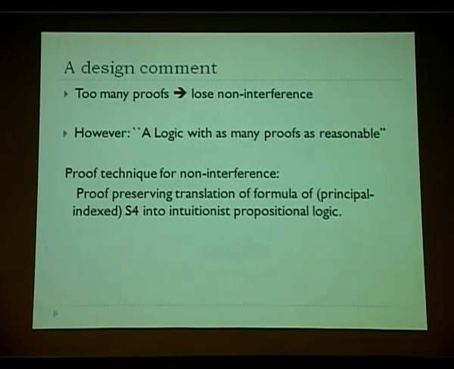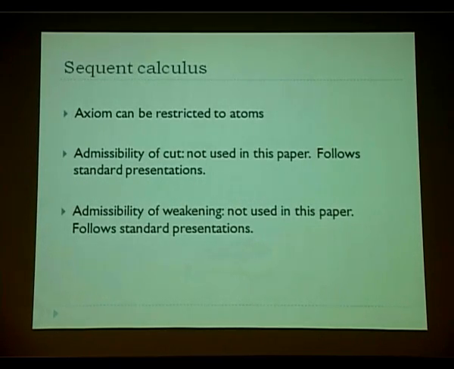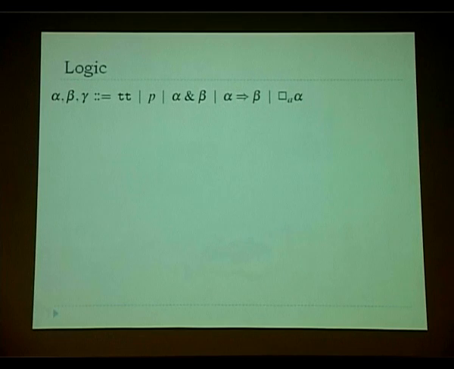So I want you to keep this in the back of your mind, because if you don't like some of the particular rules I use, you're welcome to drop them. You're not losing the theorem. That's the point I'm trying to make. So what I'm going to show you is a sequent calculus, like the one we saw in an earlier talk today. And it satisfies the usual properties. I can restrict my axiom down to atoms. I'm not going to use admissibility of cut. This would follow standard presentations. Weakening is admissible. Again, I'm not going to use it, but it's useful to keep in mind, okay?